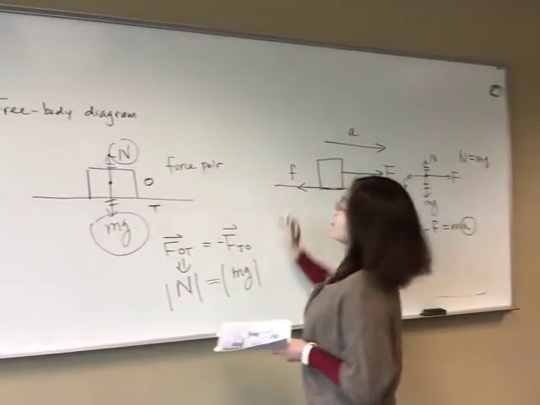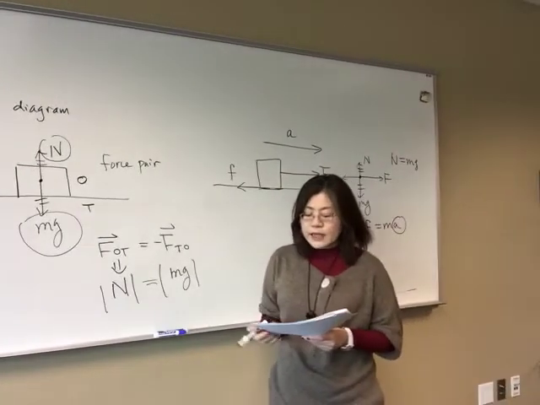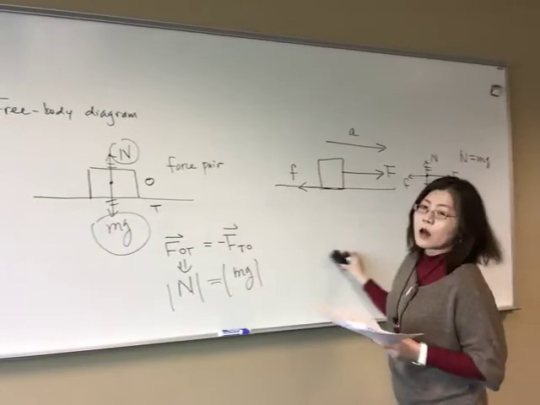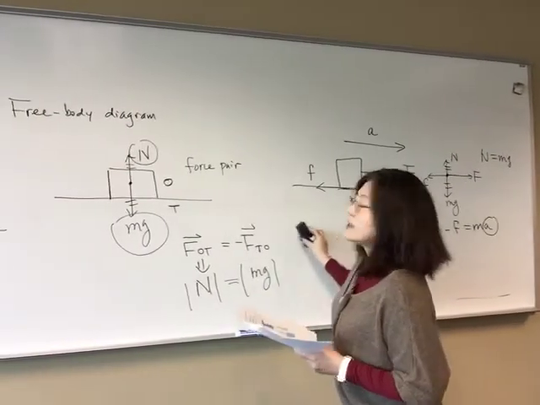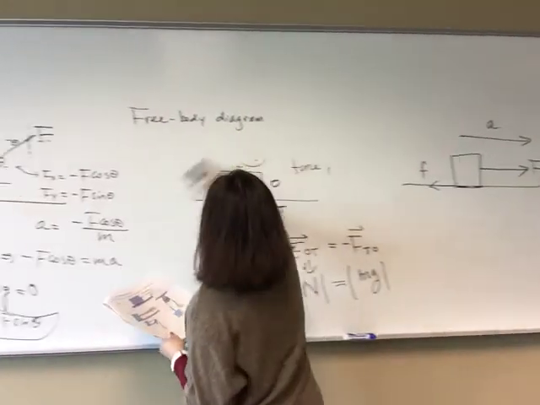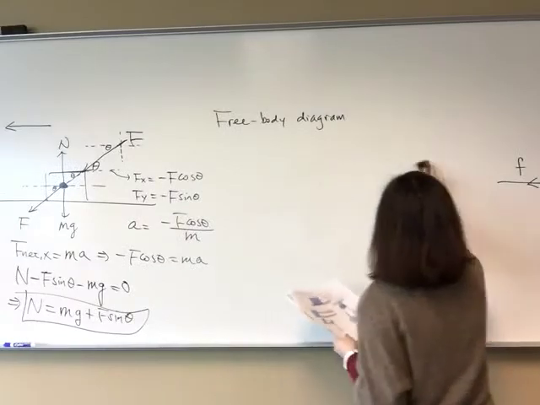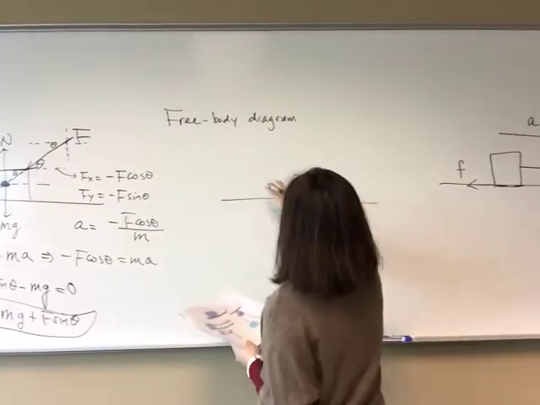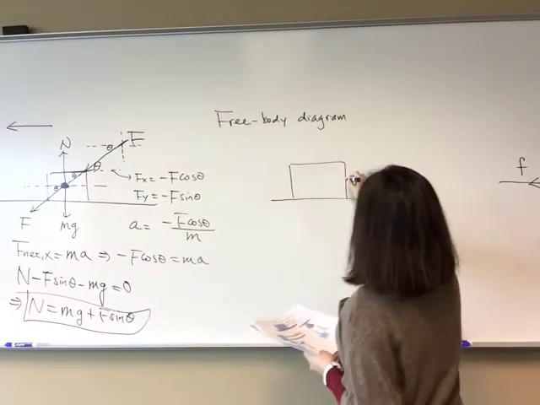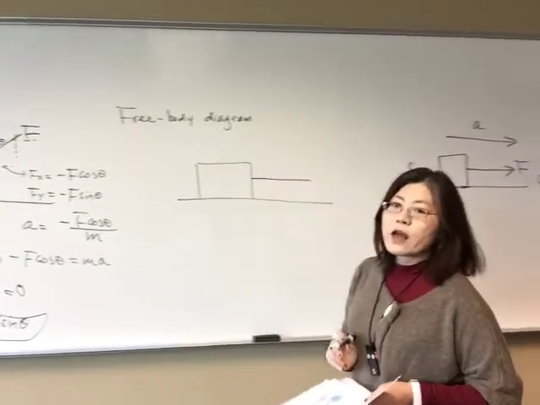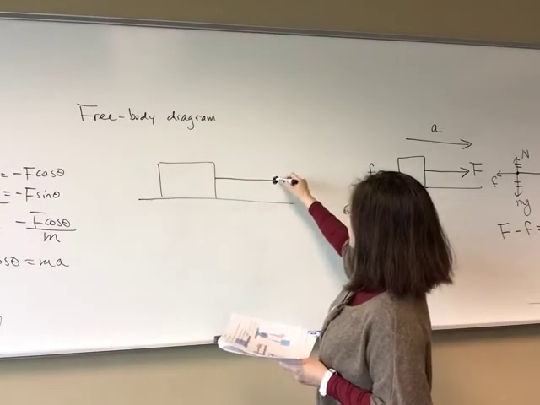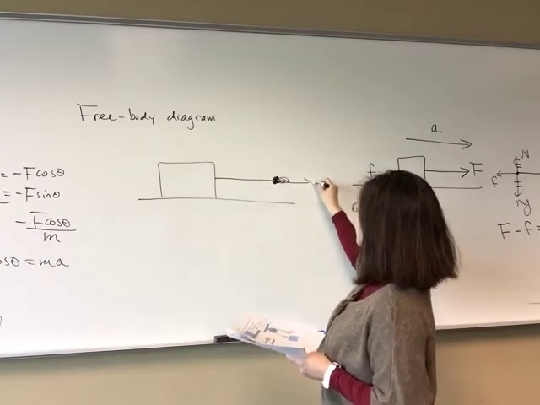So friction is always acting in the opposite direction of the attempted motion, or the motion, or if the object is already moving, then in the opposite direction of the motion. What about tension? Let me draw this. Regarding tension, let's say you have an object and there is a rope connected to the object, and somebody is holding the rope and pulling in that direction.